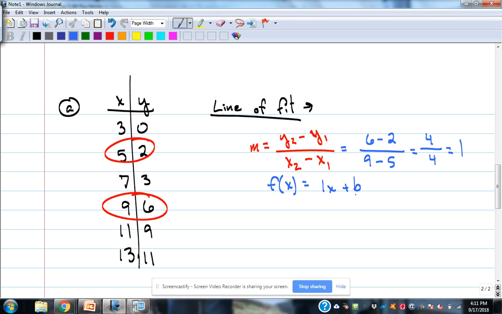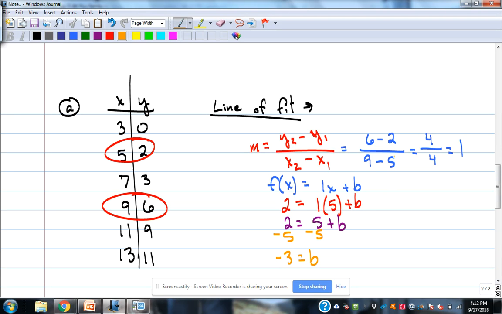1x plus b. I need to find out what b is. So I'm going to use one of these same ordered pairs, plug in for x and y, and get b. I'm going to use 5, 2 because it's smaller numbers. So I'm going to have 2 is equal to 1 times 5 plus b. So that'd be 2 is equal to 5 plus b. And then I would subtract 5. And that's negative 3 equals b.